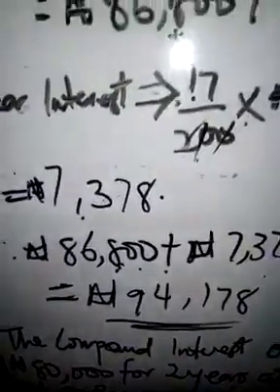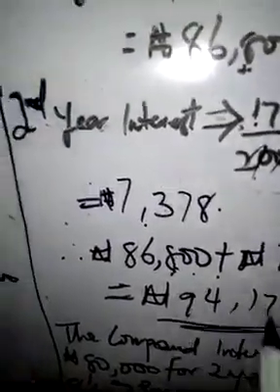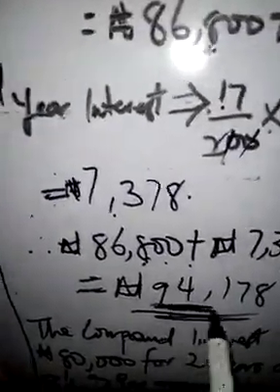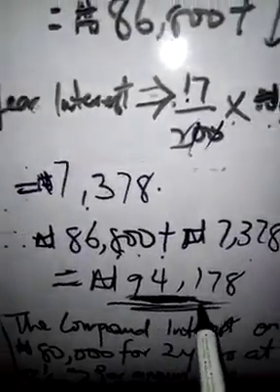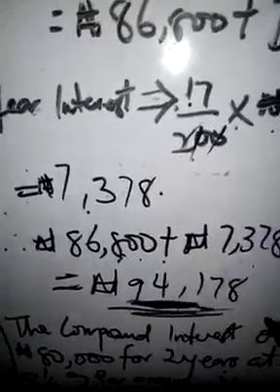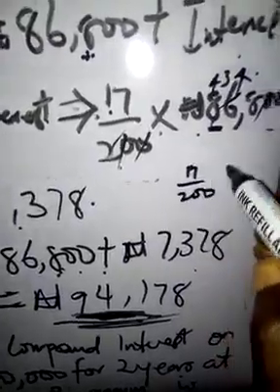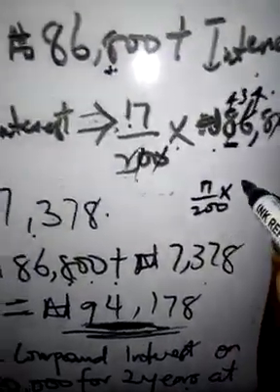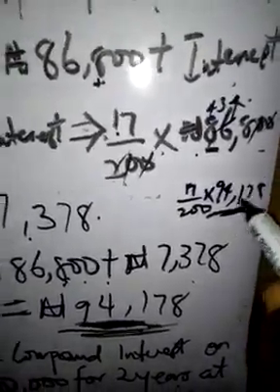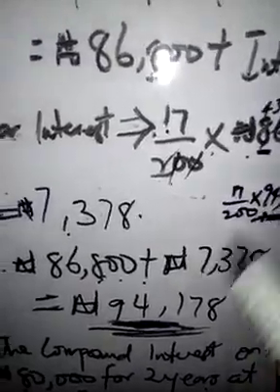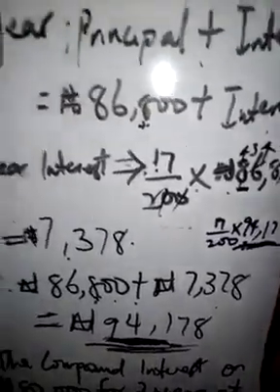178 naira. Let's assume it's for 3 years. So what you do is that this now becomes your principal. Then you now take the rate. If you want to calculate the interest, it will be 17 over 200 for the third year times 94,178. So whatsoever you get here will be added to the principal.